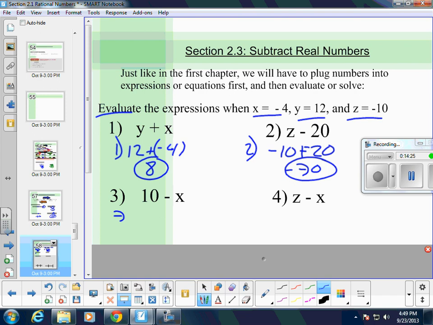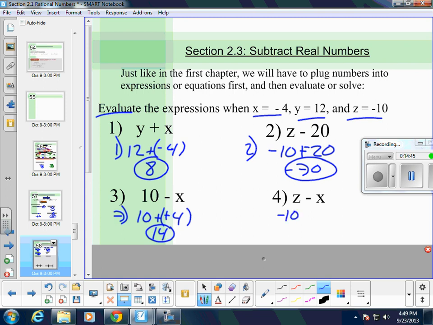Number 3, 10 minus x. And they tell me x is negative 4. So 10 minus, well, negative 4. Here's a case where I'm going to chop chop. So I'm going to end up adding, and all I'm going to get is 10 plus 4 in the end, which is just 14.